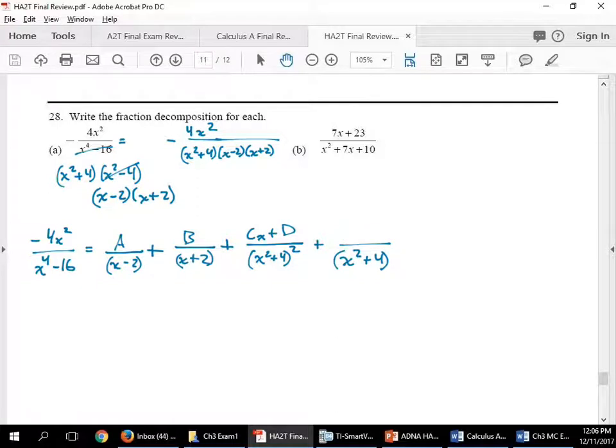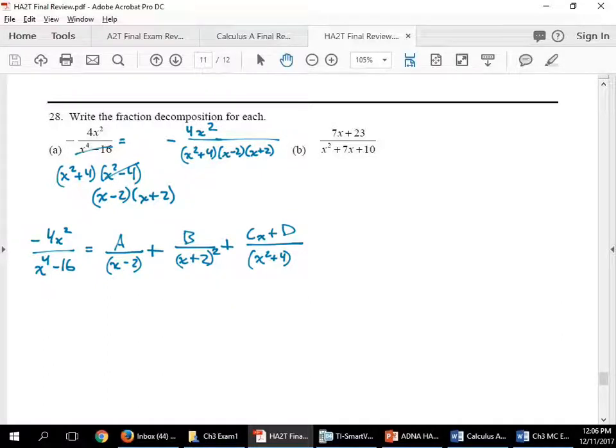Let me give you another scenario. If that one said squared, you would have to do another one of these, but it would be with just x plus 2 raised to the 1 power, and this would just be a C. But you wouldn't use C because I already used C right there. But that's how you would do it if you have a multiplicity that is higher than 1.